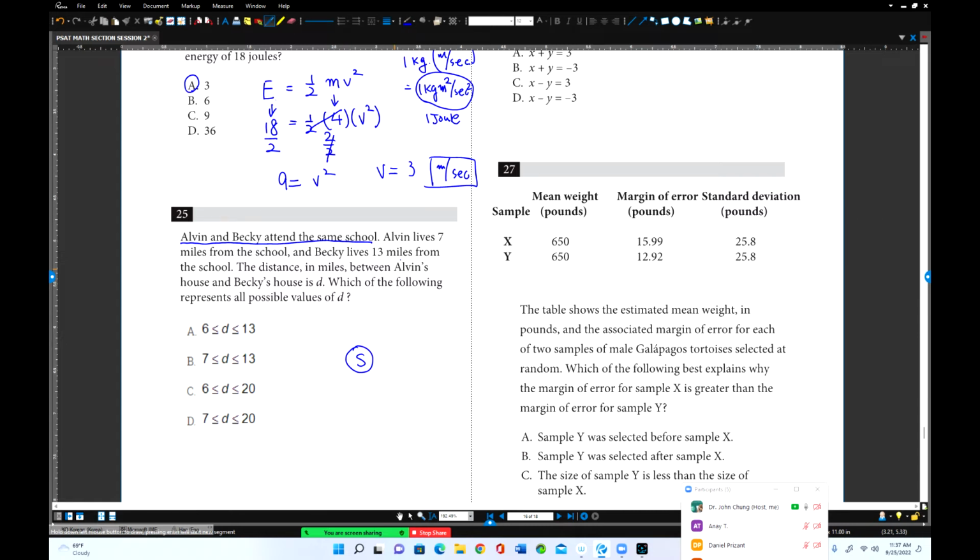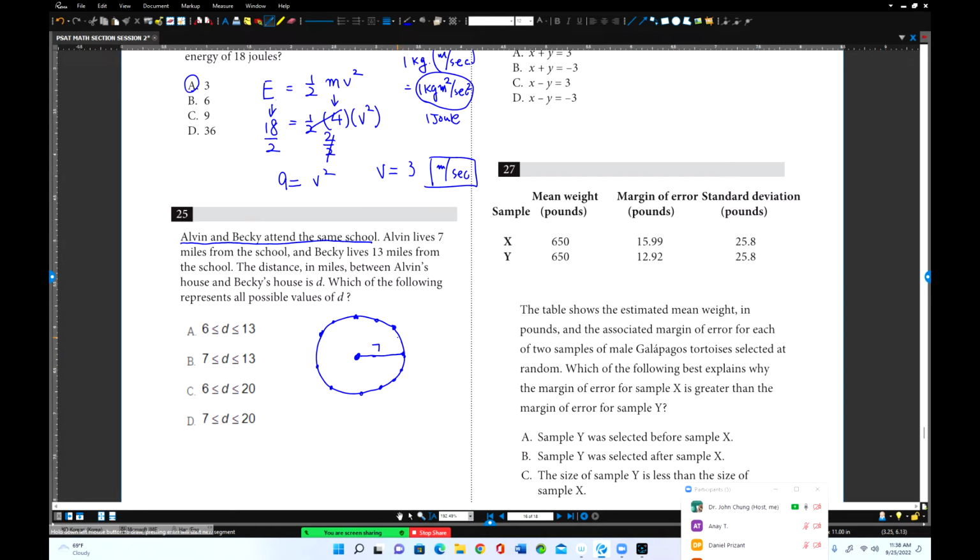Here's the school. Alvin lives 7 miles away. This side 7, this side 7, it forms a circle, right? The radius from here to here is 7. The school is a point, 7 miles away. You can be here, here, anywhere. We don't know which side. That's all possible.